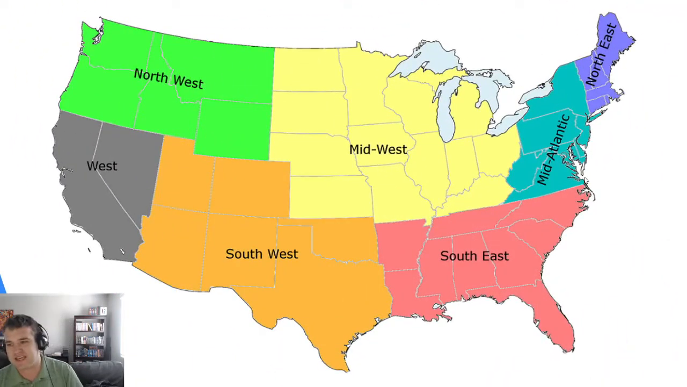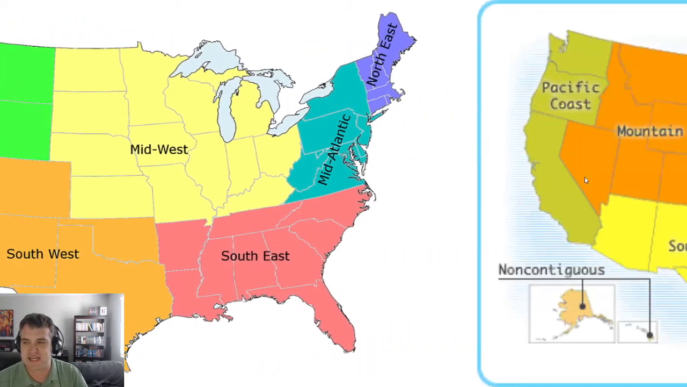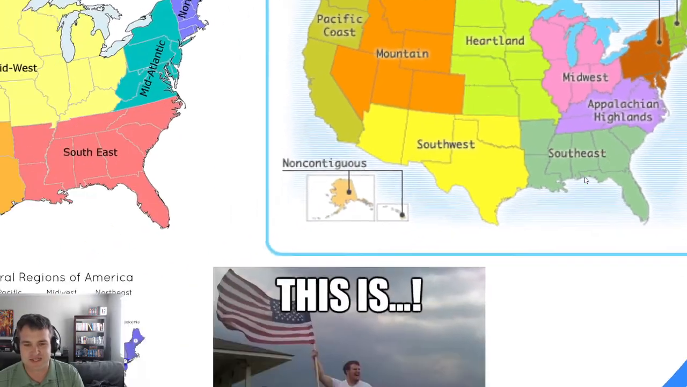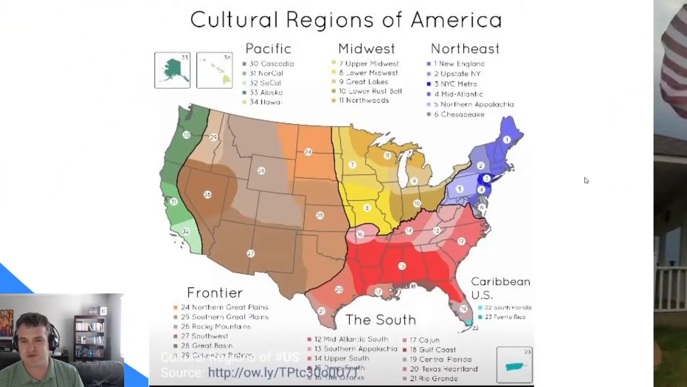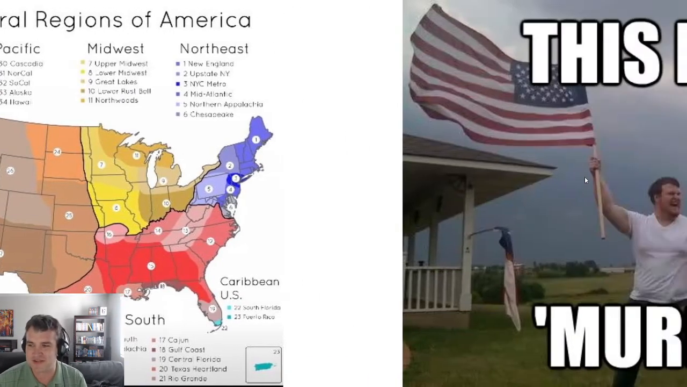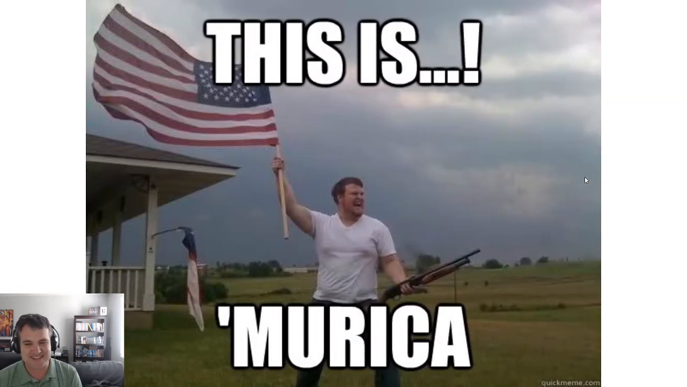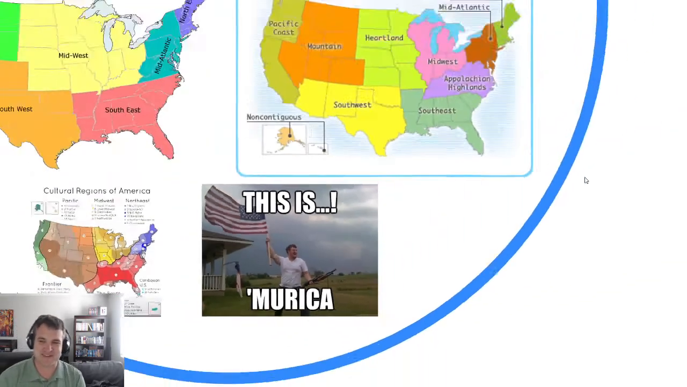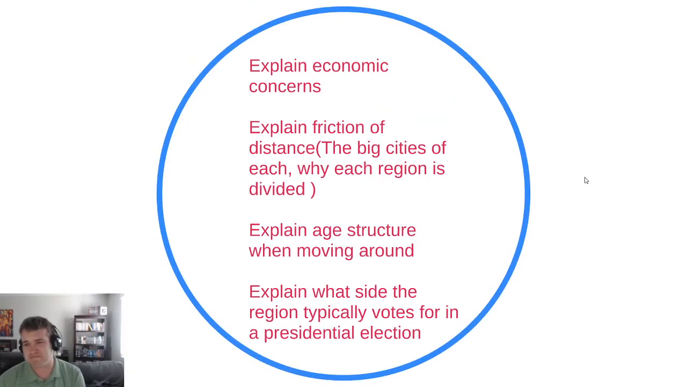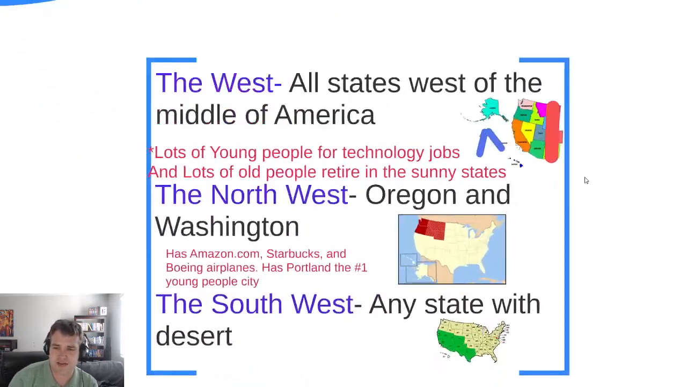So this is generally what I'm going to talk about today. Here are the cultural regions in the United States. This is another interesting concept we'll talk about too. But ultimately, this is America. Yep, this guy's just 'Murica. Okay, so the things I've got to remind myself: talk about the economics, the big cities, the age structure, and how they typically vote in a presidential election. So let's check it out.